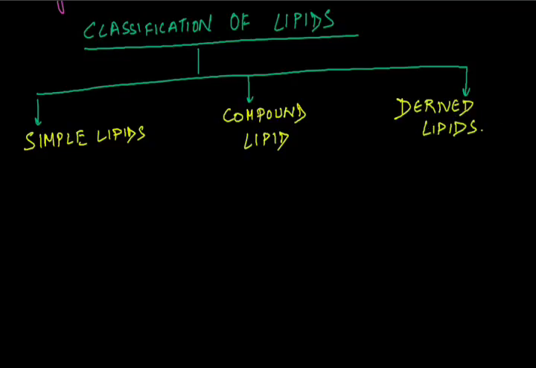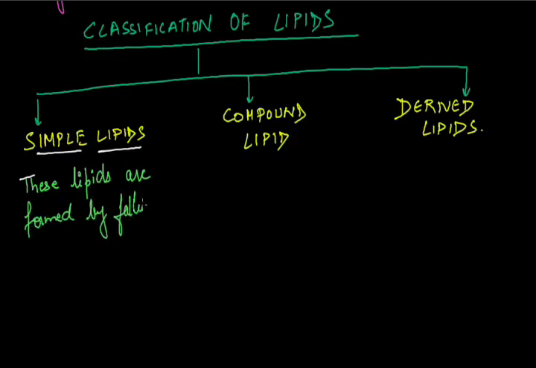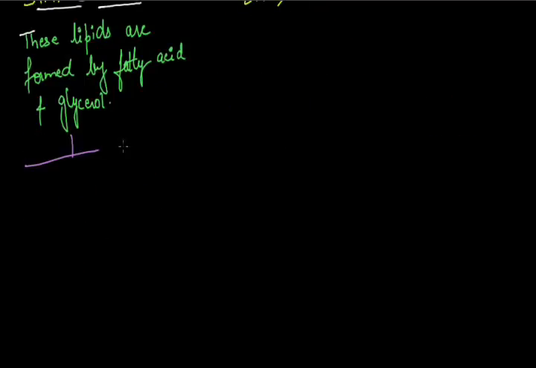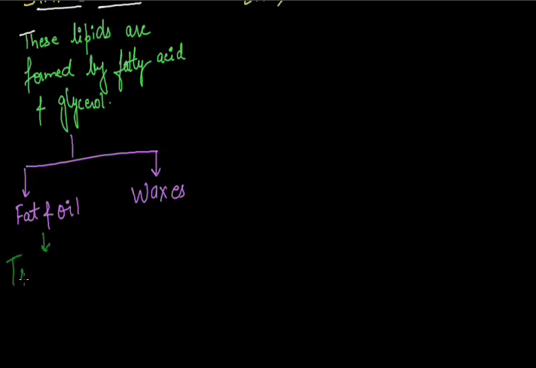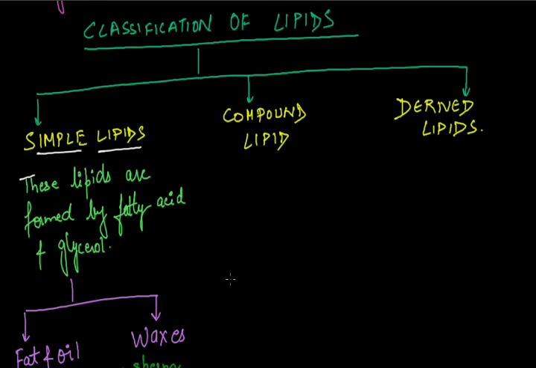Next, first we'll deal with simple lipids. These lipids are formed by fatty acid and glycerol. We further categorize the simple lipids into 2, fat and oil, and next is waxes. Fat and oil are simple triglycerides, while waxes contain sperm whale wax and bee wax. This is about the simple lipids.